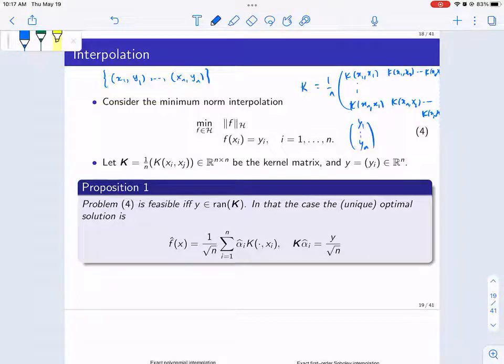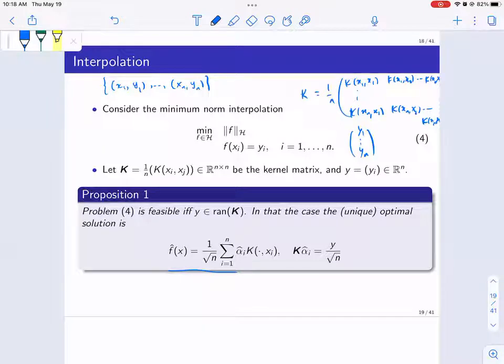So what it is saying is that problem 4 has a solution if and only if y is in the range of K. And in that case, there's a unique optimal solution, a single solution which can be written like this. I can write the interpolant as this, where alpha, so this is not correct, this should be alpha hat. So alpha hat is alpha 1 up to alpha n. So this is basically in the span of those kernel functions, and the coefficients are determined by this linear equation. So you have to solve this linear equation.